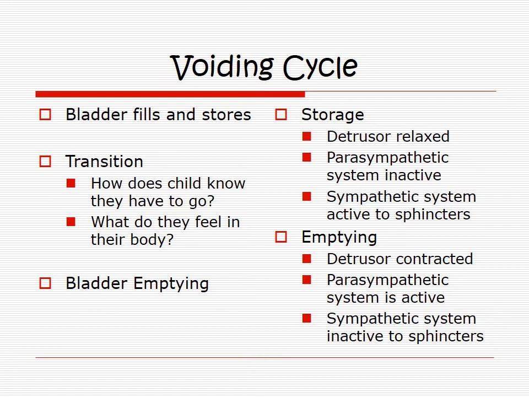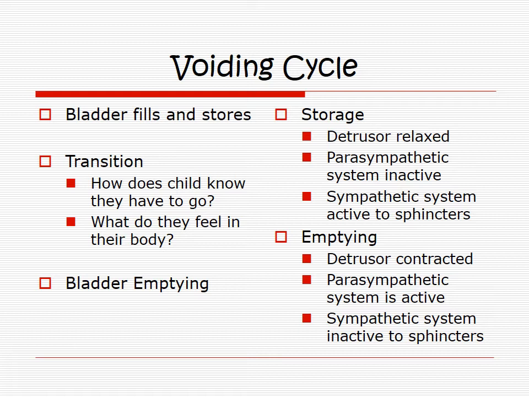The voiding cycle. So the bladder fills and stores urine, and the detrusor muscle is relaxed during this. Transition is asking the child, how does the child know that they have to go? What do they feel in their body? And then there's bladder emptying, which is where the pelvic floor muscles relax and the detrusor muscle, or the bladder, contracts and expels the urine.